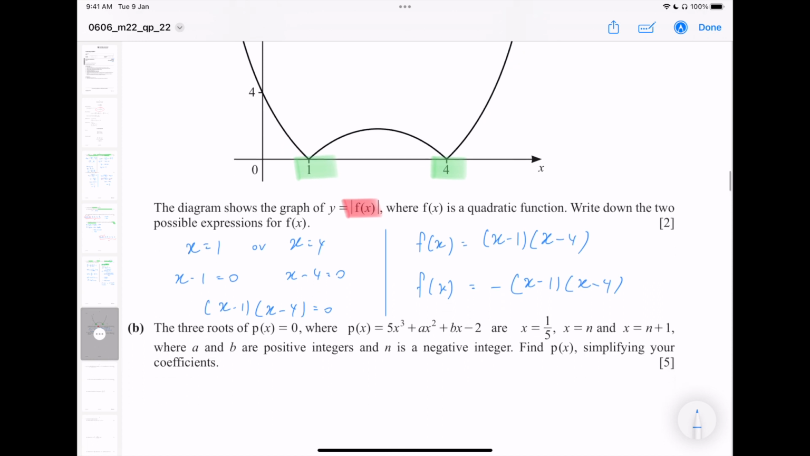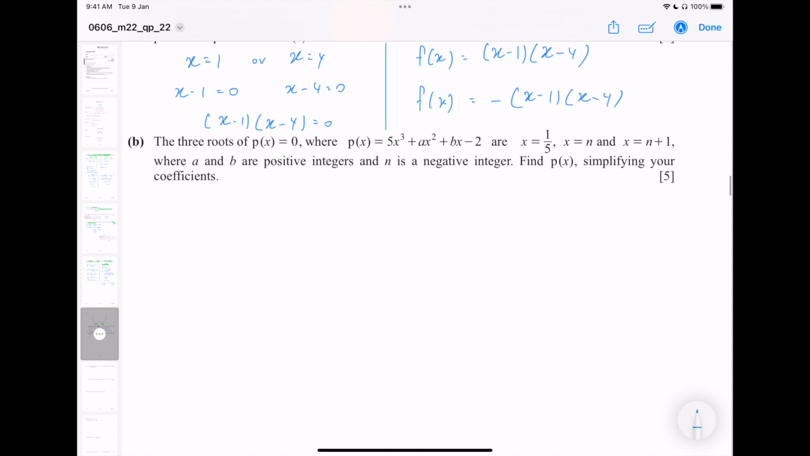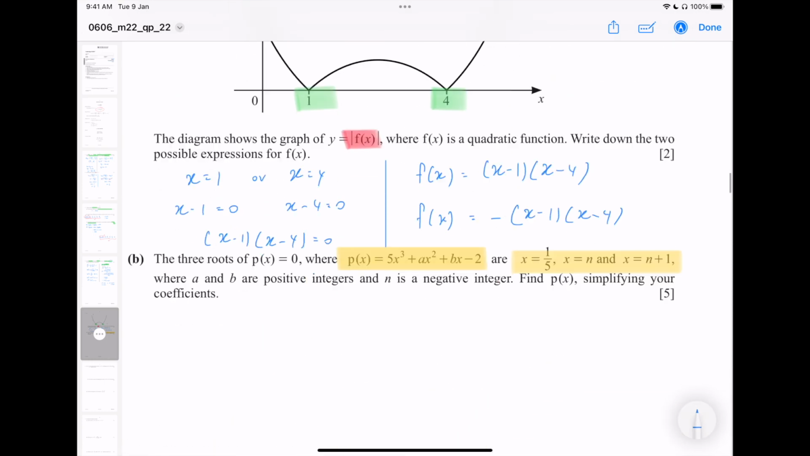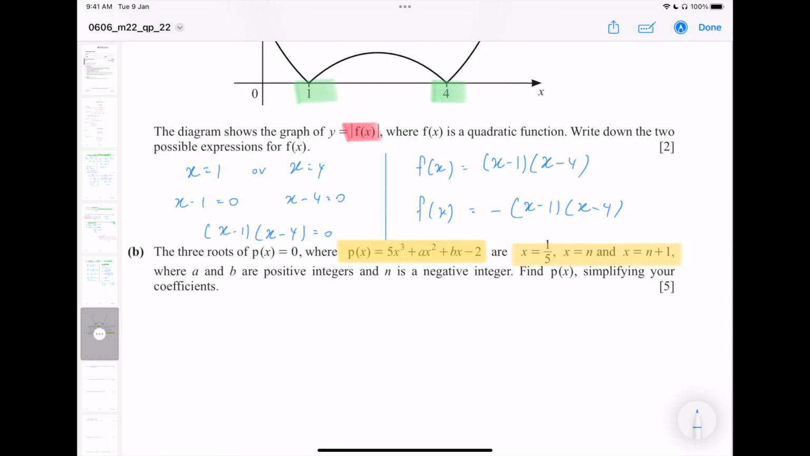Now let's keep going. The three roots of p are, oh wow, just look at the roots. Okay, so there's three roots here, and then they gave me an equation with missing a's and b's. Alright, where a and b are positive integers, n is a negative integer. I feel like that's useful somewhere. Find p(x), simplifying your coefficients. Okay. Because I did the same thing on part a, pretty sure I'm going to do the same thing on part b. Usually it's like that in math.